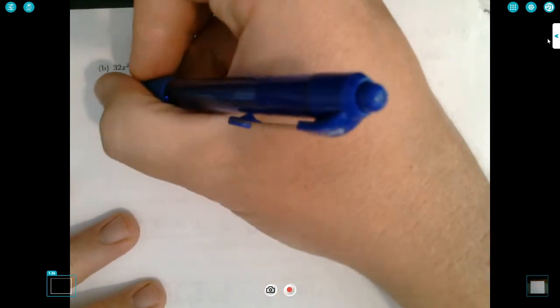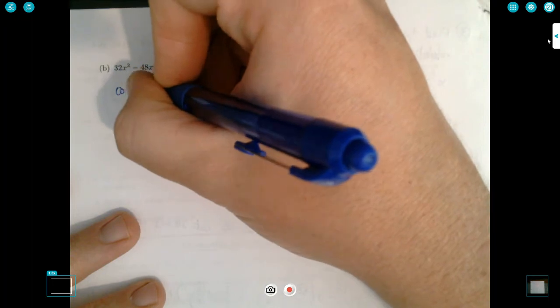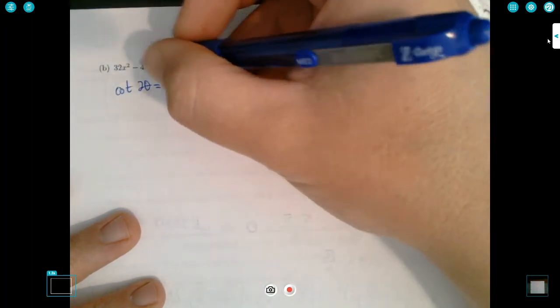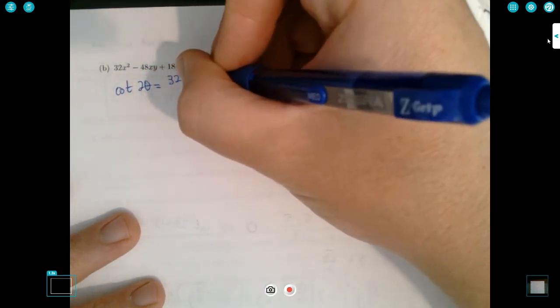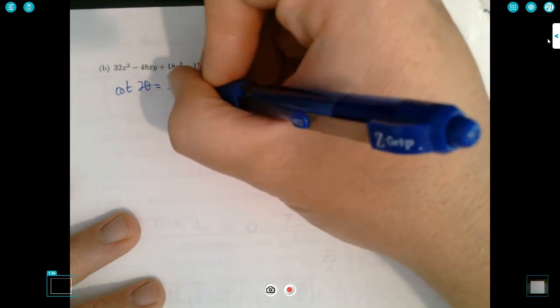Okay, so first of all, we've got to find theta. So we'll say cotangent of 2 theta equals a minus c over b. So let's see, 32 minus 18 divided by negative 48 is negative 7/24. Okay.